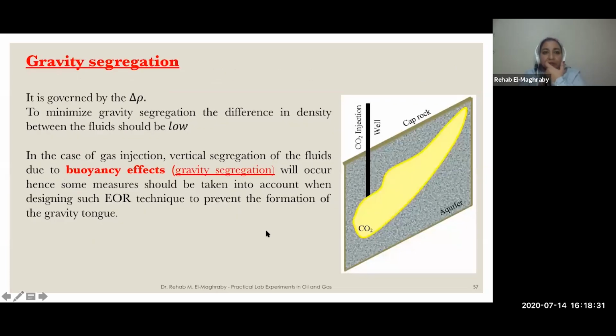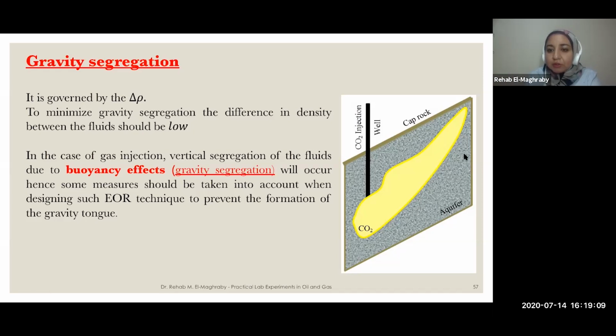So what about gravity segregation? If the difference between the density of your injecting fluid and the oil is very high, then in the case of gas, for example, the gas will float to the top. So the CO2 will leave your crude oil and float at the top, and you don't want this to happen because it will reduce the amount of oil that you recover, and we want to prevent it. This happens in the case of injection of CO2, natural gas, or any light gases.